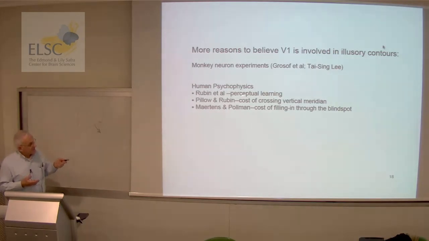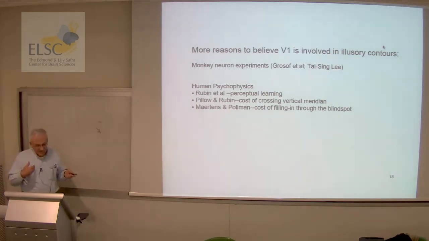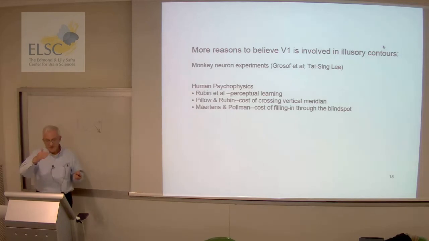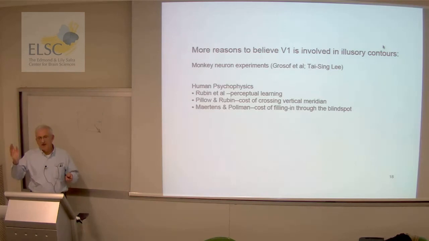There's also an experiment that Pillow and Rubin did later where they showed that there was a cost if you had to complete an illusory contour across the vertical meridian. It took more time, because you have to combine signals across the two visuotopically mapped hemispheres. It takes more time to complete a contour this way than to complete a contour this way, which is all within one hemisphere.